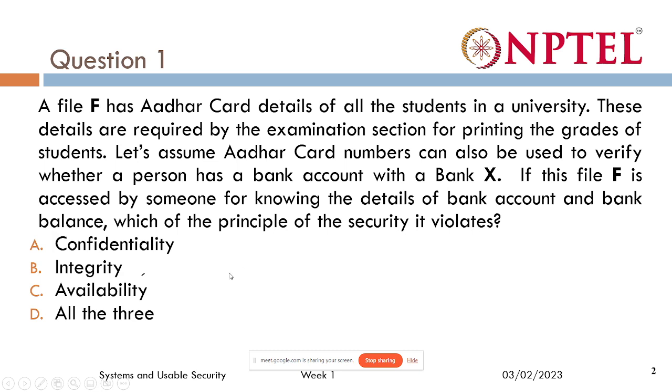We know that there are three security principles that every good security mechanism should follow. That is the CIA principles: confidentiality, integrity, and availability. Based on this statement, when they are accessing the data, which principle of security is being violated? So you can take a minute to solve this. Mark the options that you think are correct and put them in the chat box. We will discuss shortly in about 2 minutes.